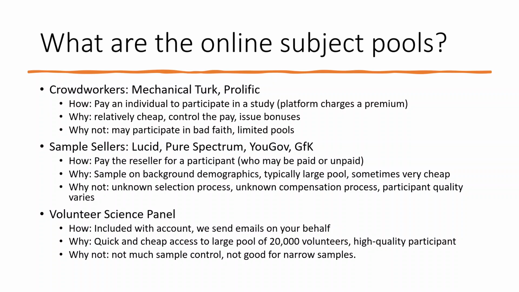So these people are volunteering. They signed up for our panel because they want to volunteer for scientific research. So they're high quality. This is what they want to do. The downside is you don't have a lot of sample control. We don't have a ton of demographics on people, so it's really just sending out a blast. And related to that, it's not good for narrow samples. If you wanted 1,000 accountants, we're not good. You're not going to find 1,000 accountants in the Volunteer Science sample.